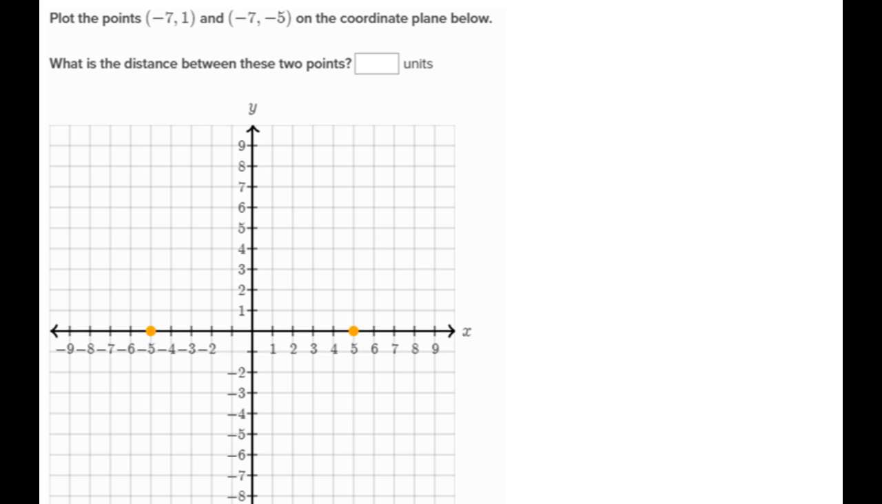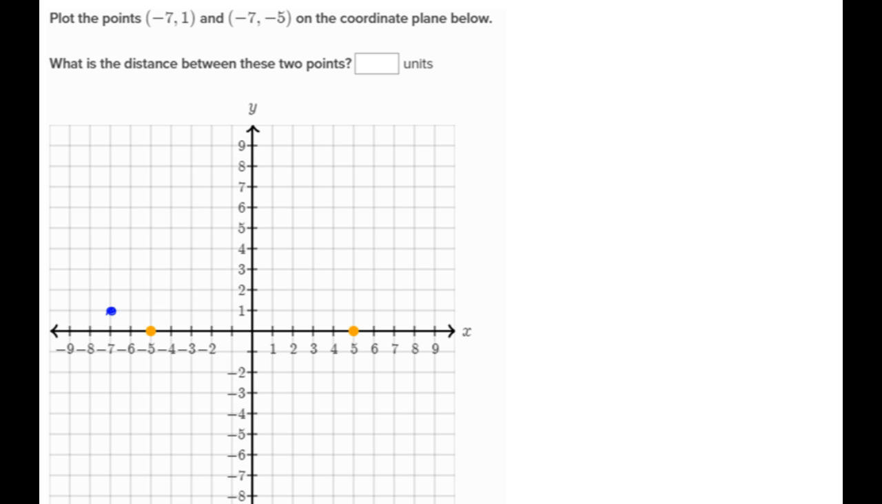Next one, plot the point -7, 1. So I'm going to go left 7 and down 1. There's my -7. Whoops. -7, 1. I'm going to go left 7. It's a +1, so I have to go up 1. So it's left 7, up 1. Just like me, I make mistakes. Double check. Make sure you get them plotted right.